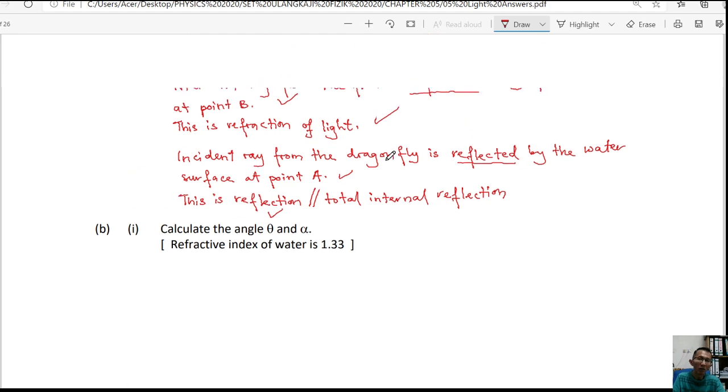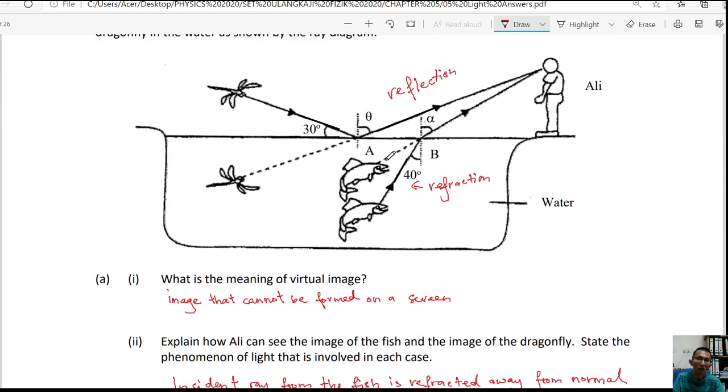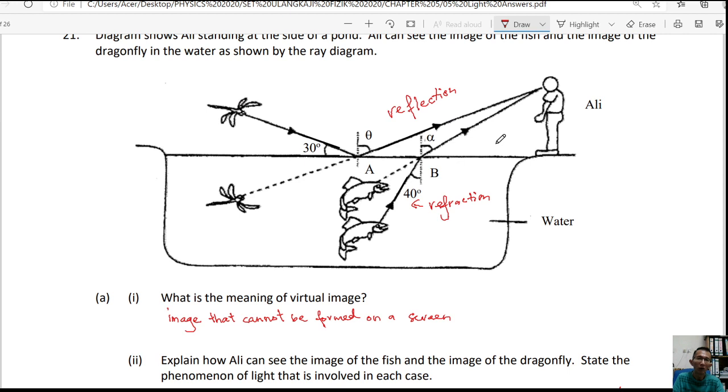Okay, next one. Calculate the angle theta and also alpha, given that the refractive index is 1.33. Let's go to the picture first. I believe we are also given the values. Here 40 degree is already with respect to the normal. Here I have 30 degree, but it is not with respect to the normal, right? So what is the angle with respect to the normal here? Here is 60 degree, because this one here is supposed to be 90. If here is 30, then here must be 60.